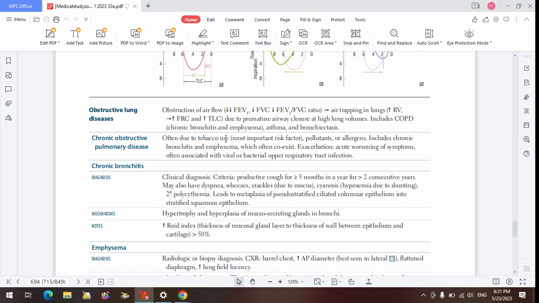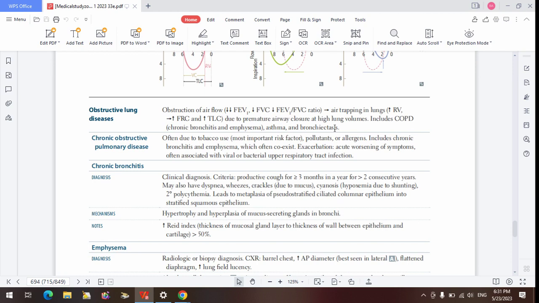This is due to premature airway closure at a very high volume. So the way I want us to picture this is that if someone has an obstructive lung disease, and particularly let's say that this person has COPD, let's say emphysema. The problem in emphysema is there is damage to the elastic fiber surrounding the alveoli.